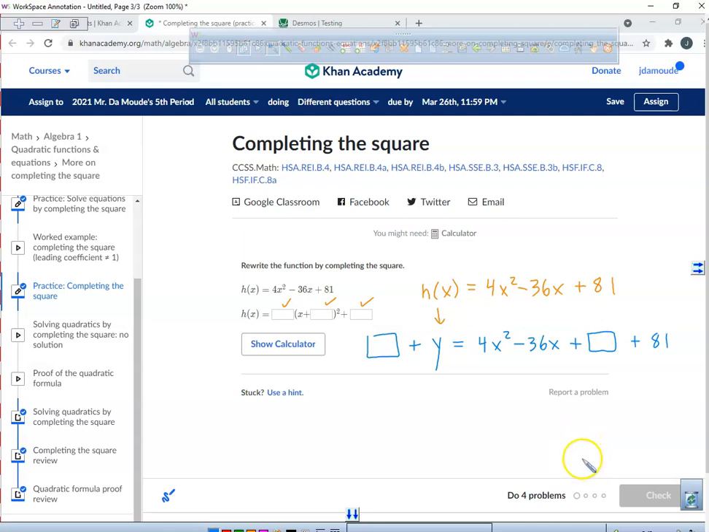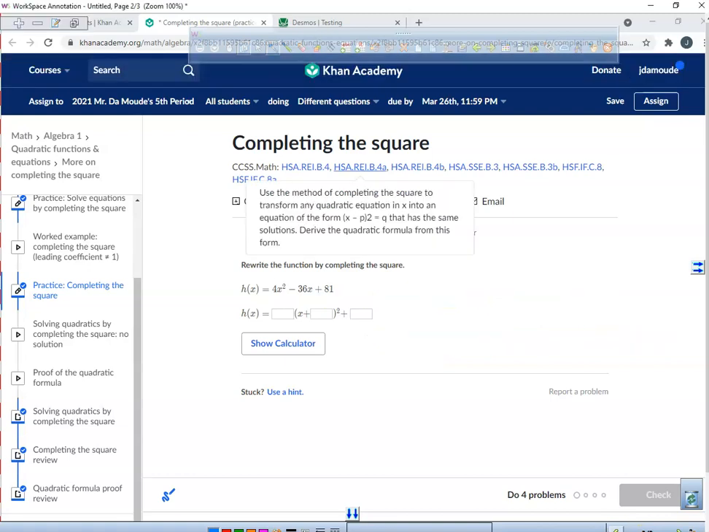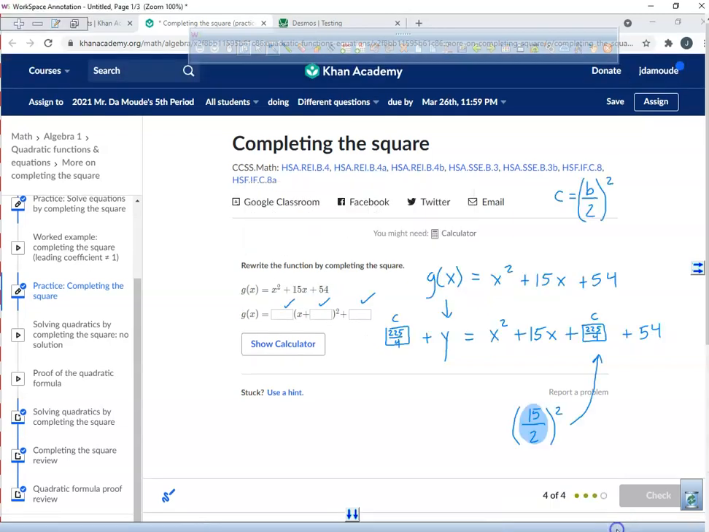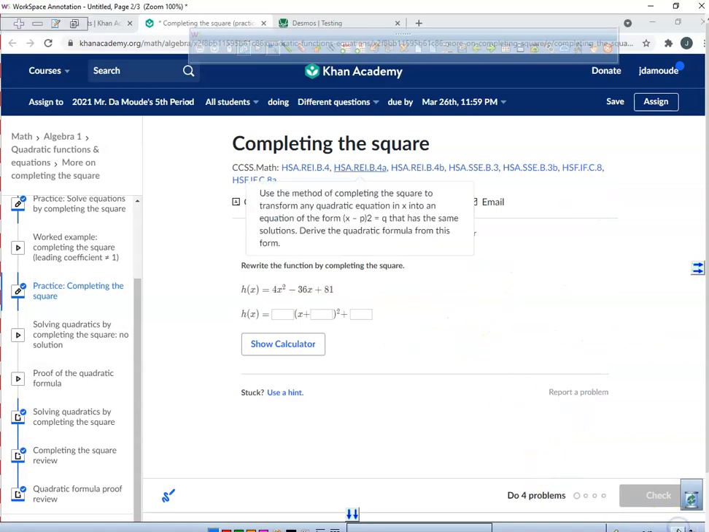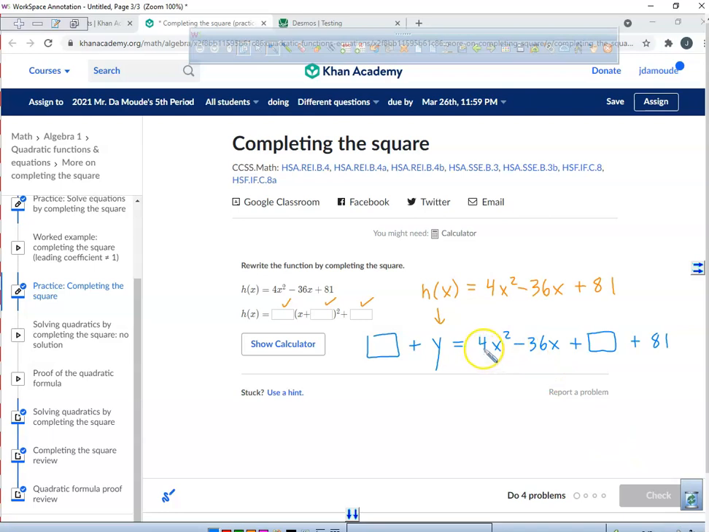Now, whenever you guys are completing the square, here's the problem. Right now, the other one was easier. Why? Because we didn't have a 4 in front of it. What did we have in front of it? We had a 1. Here, we have a 4. So what we have to do is factor the 4 out. I want you guys to understand what our next step is.